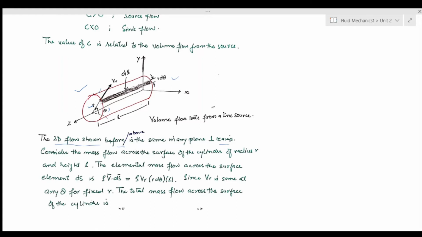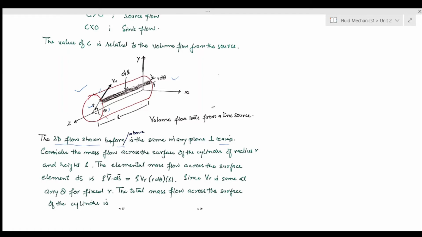Physically, since this is something ideal, it's not physical, but you can get some idea. Let's say you have a pipe, and imagine that there are holes on this pipe along the circumference throughout the length, and water is coming out of it in such a way that from each set of holes on the circumference, you would get the same volume flow rate coming out. So that's what this whole thing is.